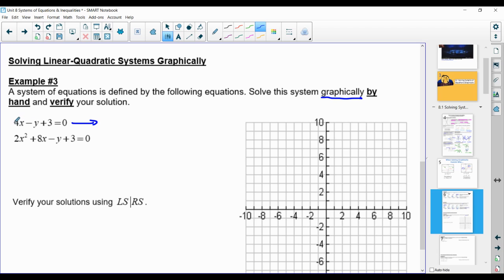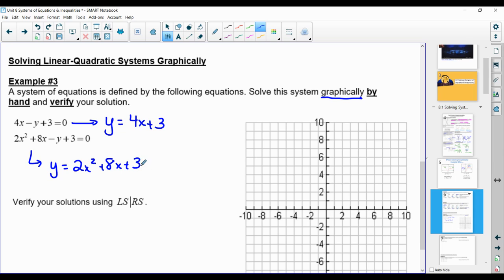So for the first equation here, we have 4x minus y plus 3 equals 0. We're going to rewrite that by moving the y, and we have y equals 4x plus 3. Now remember, when we're moving terms across the equal sign, they need to change signs because essentially we're doing the opposite operation. And so for our first equation, we have y equals 4x plus 3. For our next equation, we have y equals 2x squared plus 8x plus 3.